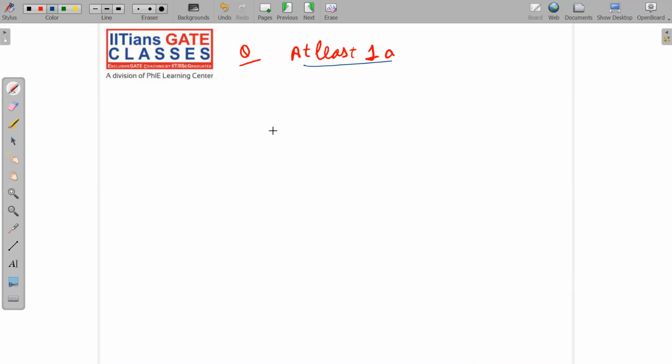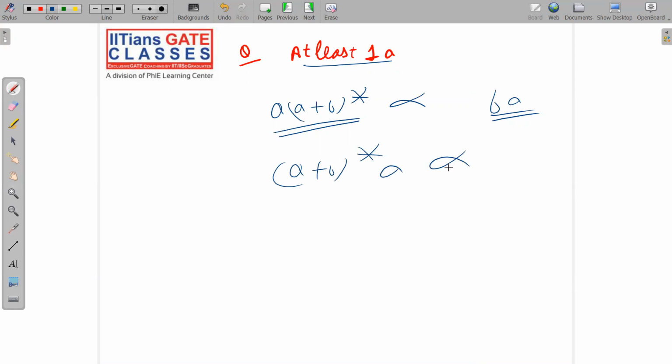Next, at least 1A. How to write at least 1A? See, at least 1A means A, and if you get A, then you can get anything after A, right? So anything means A plus B whole star. Can I write like this? No, this is starting with A. At least 1A includes BA also. What about my BA? So BA is not represented. Now if you think like this, A plus B whole star A, no. What about my AB?